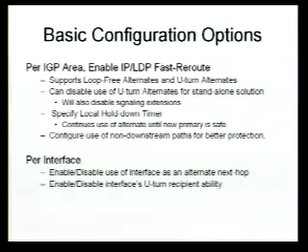And you can also specify whether you want to only use downstream paths for link protection or whether you'll allow loop-free alternates for link protection. And then per interface, you can say, don't use this interface as an alternate, and you can also configure whether it's U-turn recipient capable.